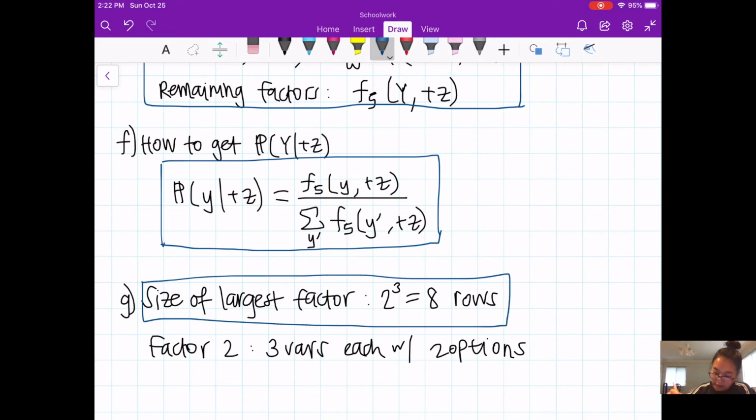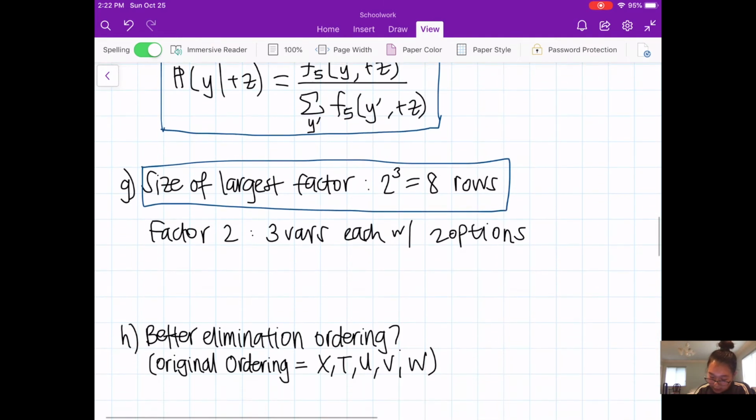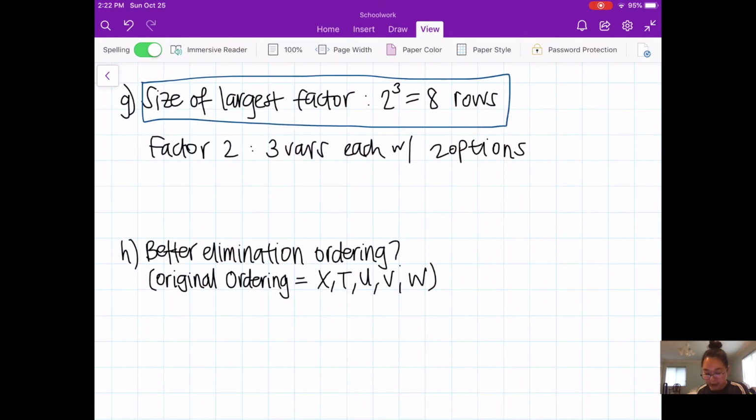Cool. Okay, so then now let's look at part H, which asks, is there a better elimination ordering? And when we consider better elimination orderings, that just means we want an ordering where we have the smallest largest factors. I know that sounds really confusing, but we essentially want an ordering where we minimize the largest factors. So right now, our ordering gives us the largest factor of 8 rows, but we want to try to lower that or minimize that.